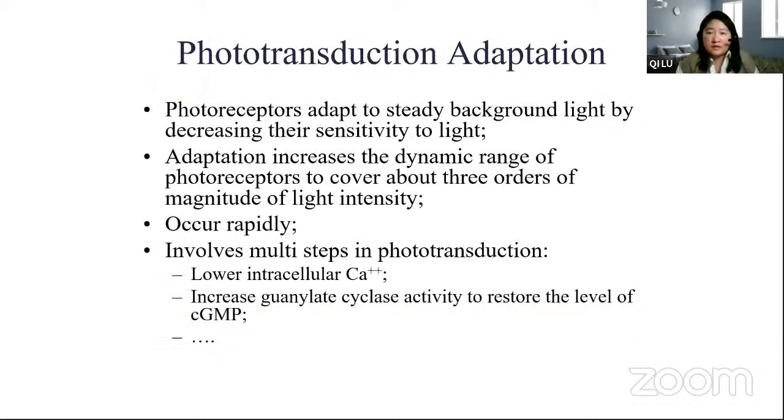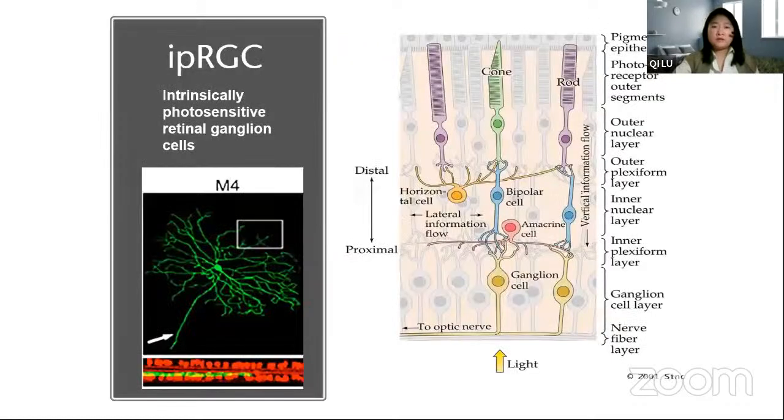Phototransduction adaptation is to steady background light by decreasing the sensitivity to light. So if the background light increases, then the sensitivity to light will be decreased. Adaptation increases the dynamic range of the photoreceptor to cover about 3 orders of magnitude of light intensity. So this will make sure that at each light intensity, the photoreceptor can give a high activation state once the background is different. And this adaptation occurs rapidly and involves multiple steps in phototransduction. It requires lower intracellular calcium. It increases GC activation to restore the level of cyclic GMP.